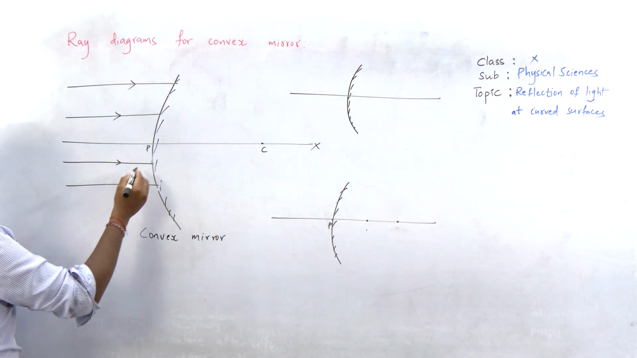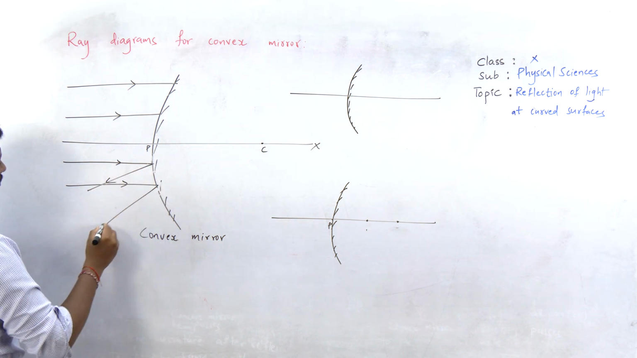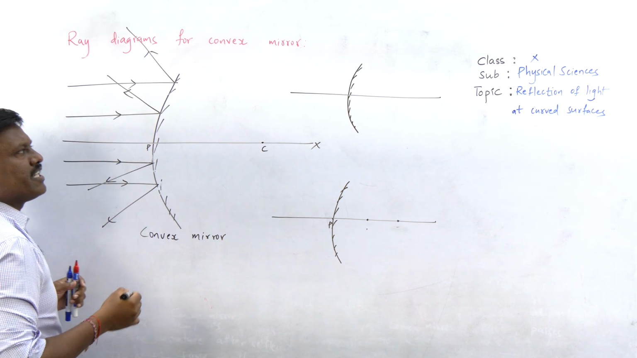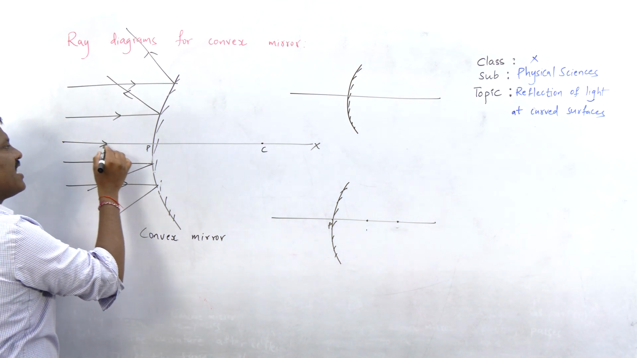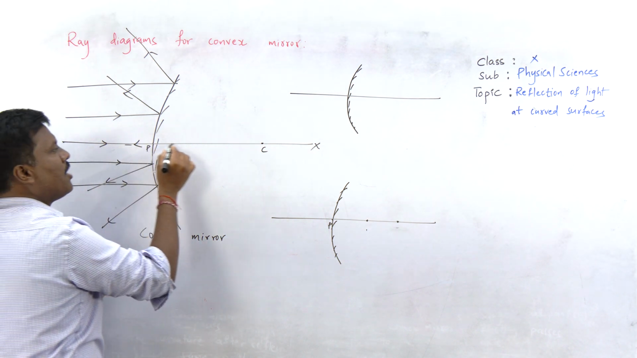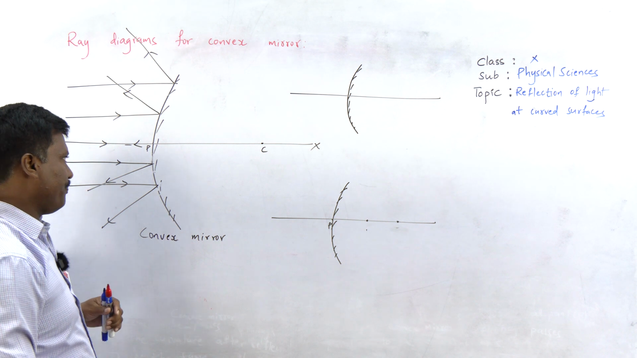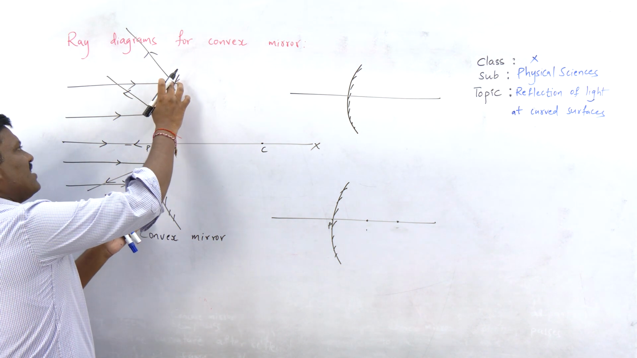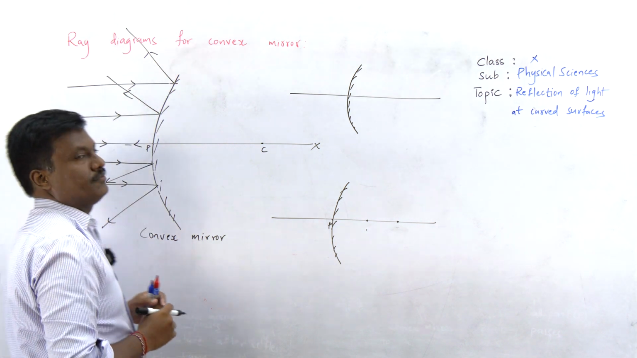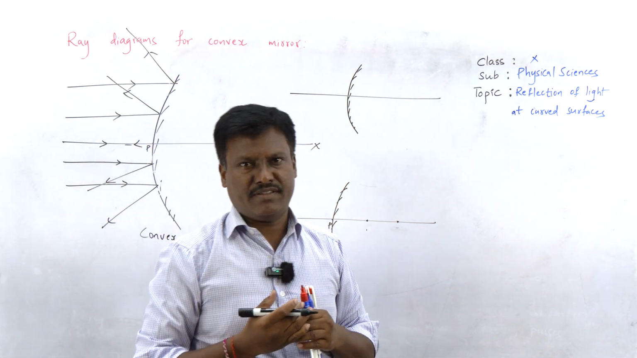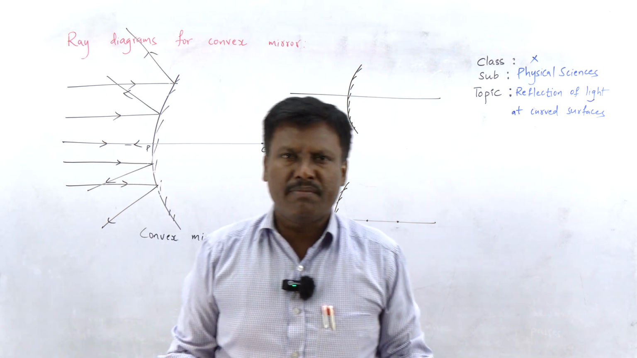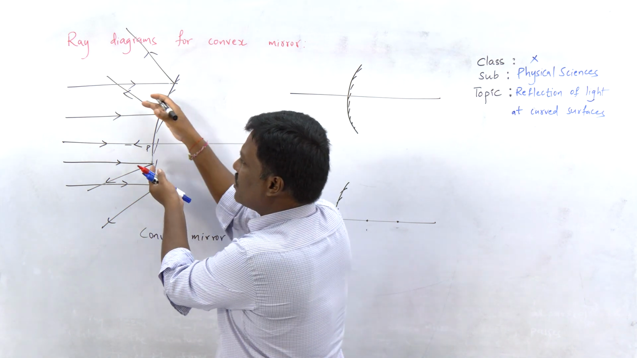Then what happened? All the rays diverge after reflection. That is why this mirror is also called a diverging mirror. The ray which is incident exactly on the pole after reflection traces the same path, because this is passing through the center of the curvature. As the rays are diverging after reflection, they never meet at one point. Do they meet at one point? No. So there is no converging phenomenon, only a diverging phenomenon.